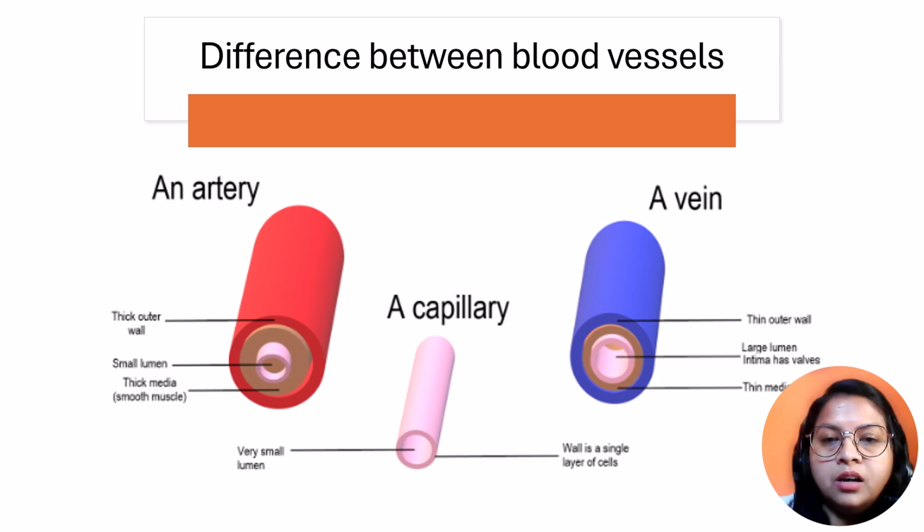And veins, on the other hand, carry blood back to the heart. They have thinner walls and a wider lumen compared to arteries. As the blood pressure in veins is much lower, veins also contain valves that prevent the backflow of blood, ensuring one-way flow toward the heart. Most veins carry deoxygenated blood, except the pulmonary veins, which return oxygenated blood from the lungs to the heart.